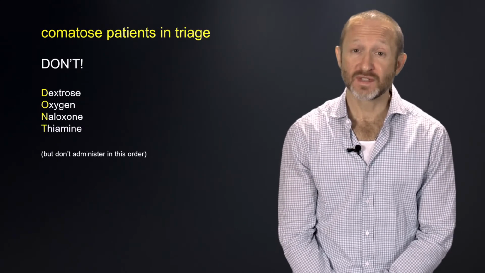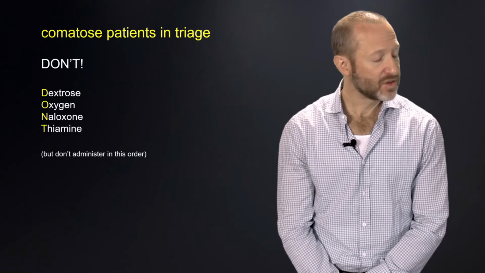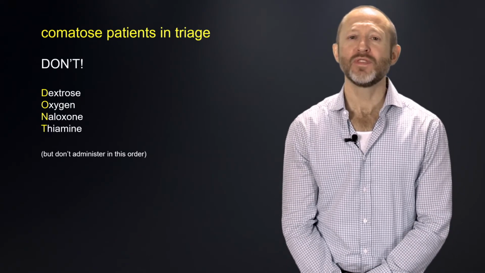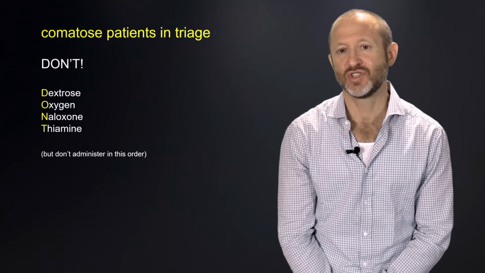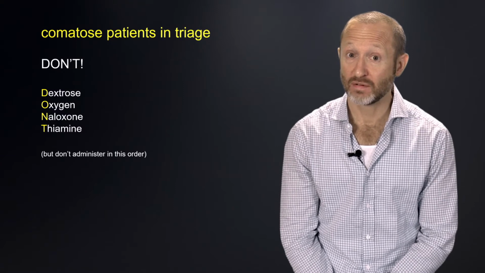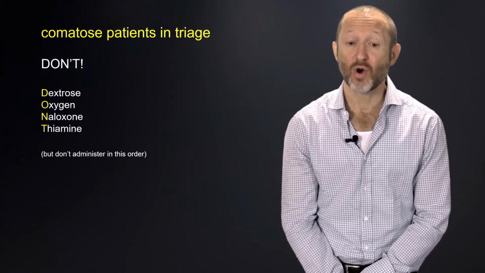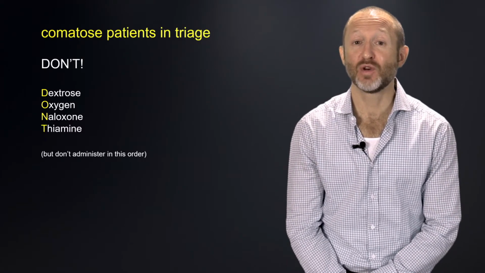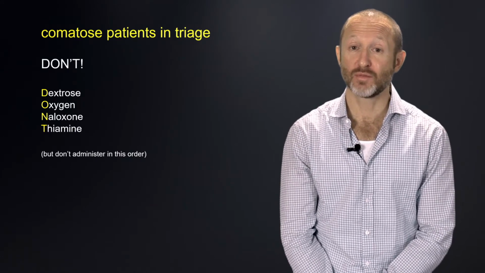Next, remember that you're going to see a lot of patients coming into triage who are comatose, and often you will have no corroborating information as to understand why they're there. Remember the mnemonic DONT, D-O-N-T: dextrose, oxygen, naloxone, and thiamine. But don't give it in that order, lest you precipitate Wernicke's encephalopathy. Rather, always give thiamine before dextrose, so that in the event that a patient has low vitamin B1 stores, you don't precipitate a chronic long-term encephalopathy.